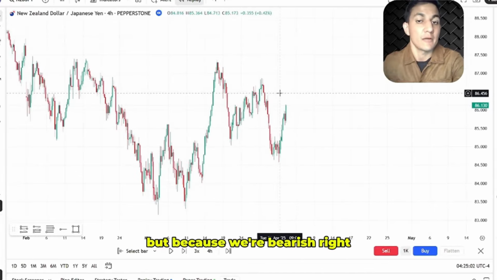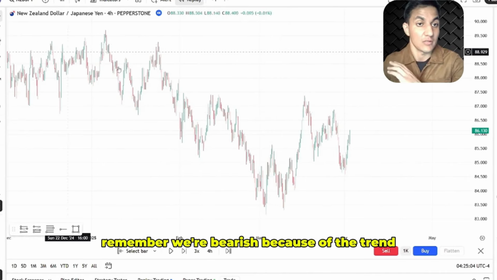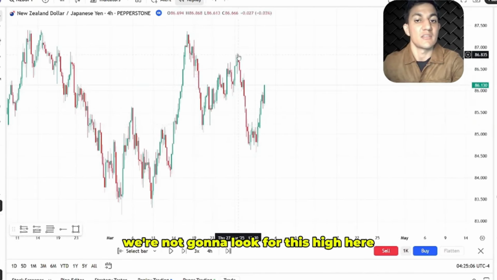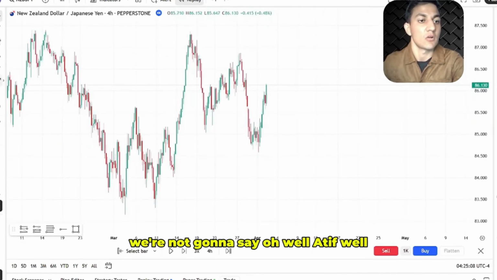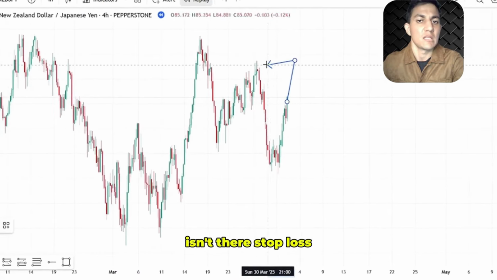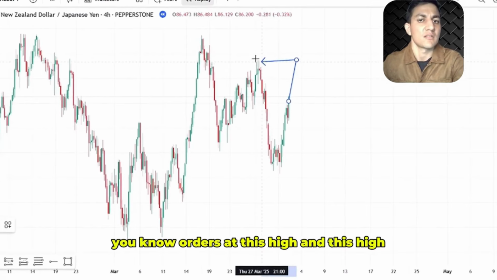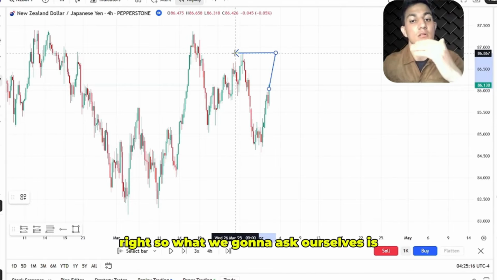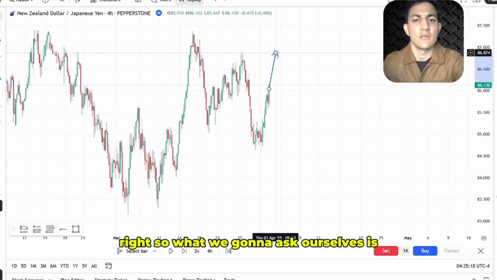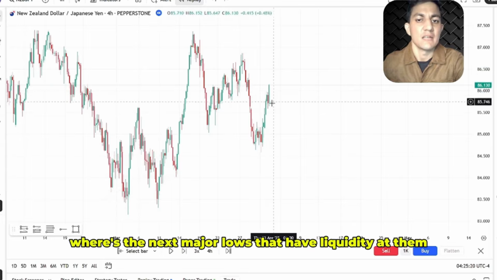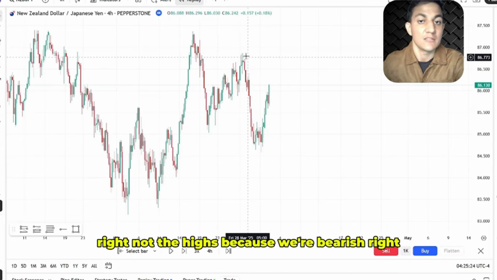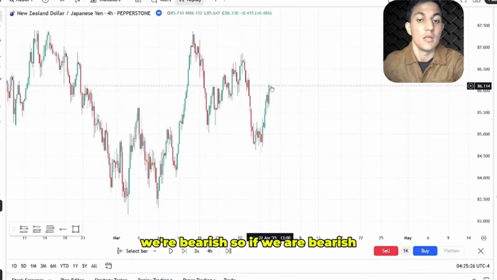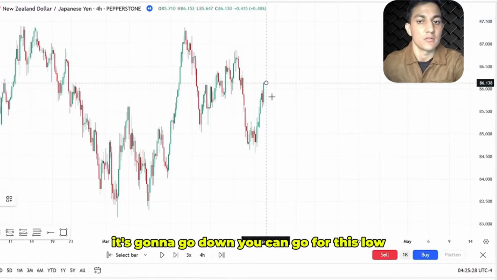But because we're bearish, remember, we're bearish because of the trend, we're not going to look for this high here or even this high here. We're not going to say, oh, well, Atif, isn't there stop loss orders at this high and this high? Yes, there is. But the 4-hour trend is bearish. So what we've got to ask ourselves is, at this point here, where's the next major low that has liquidity at it? Not the highs, because we're bearish. If we are bearish, what's price going to do? It's going to go down.